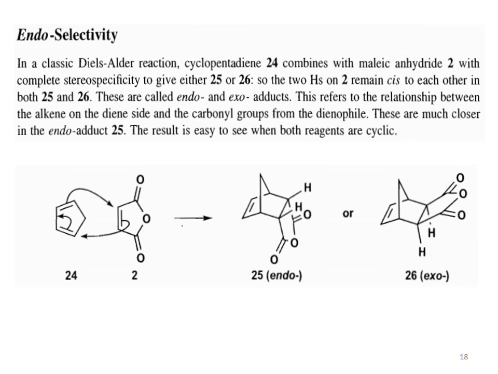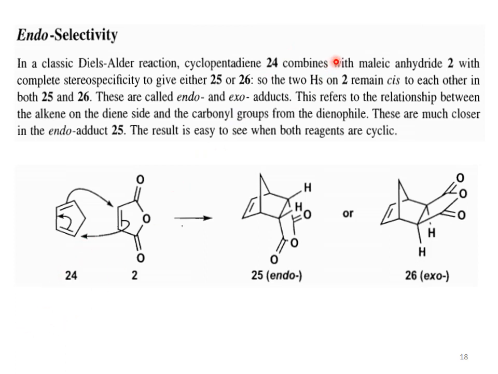Endoselectivity. In a classic Diels-Alder reaction, cyclopentadiene 24 combines with maleic anhydride. This maleic anhydride acts as dienophile. This is compound number 2, which reacts with complete stereospecificity to give either 25 or 26.